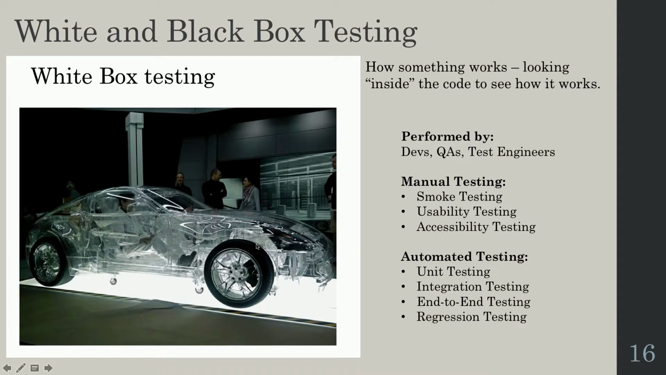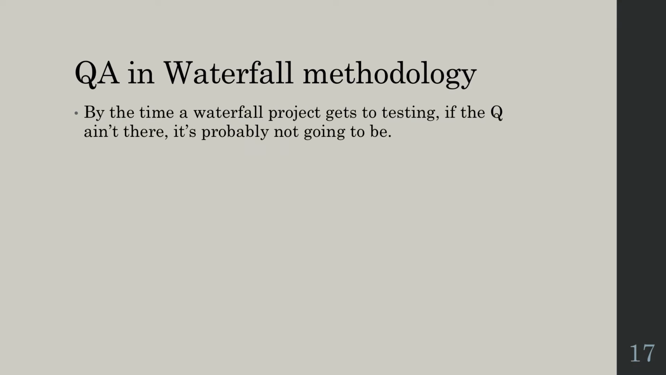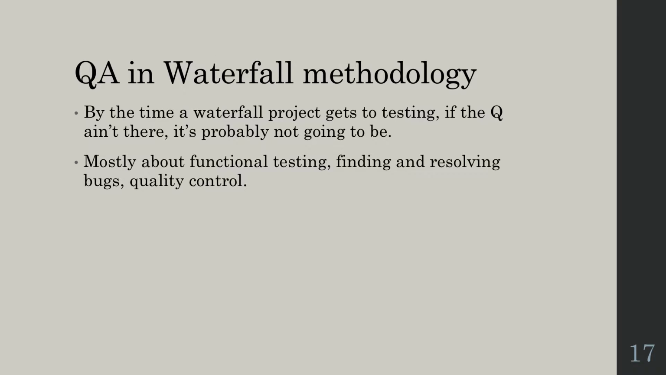So we're going to talk about different kinds of software development strategies, and we're going to start with waterfall because I have a little bit of experience with waterfall, mostly in that agile is really hard, and I've witnessed the process falling apart completely, and then everyone takes a little bit of a siesta, and then eventually someone finds the defibrillator paddles to try to get it started again. But basically, by the time a waterfall project gets to testing, if the quality ain't there, it's not going to be. So it's mostly about functional testing, finding bugs, and quality control.